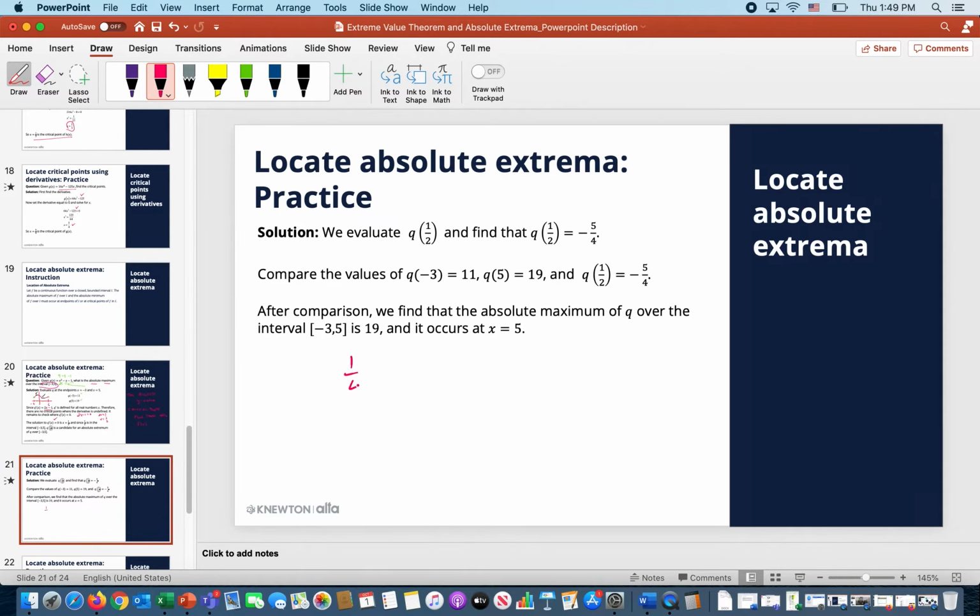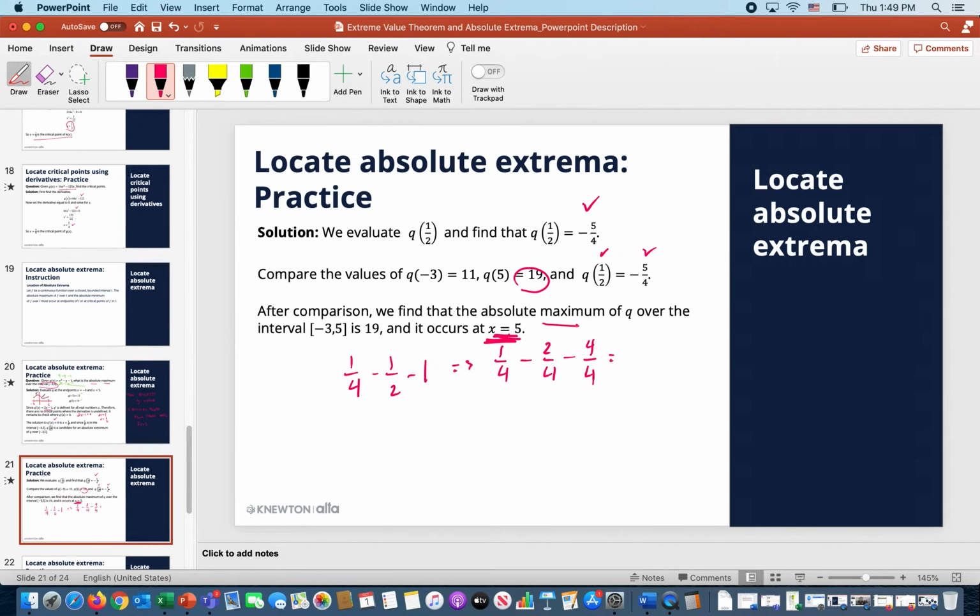1/2 squared is 1/4 minus 1/2 minus 1. Or 1/4 minus 2/4 minus 4/4. And that's where we get -5/4. So here's what I know. Q of -3 is 11, Q of 5 is 19, and Q of 1/2 is -5/4. If we look at those, we can say that 19 is the maximum and it occurs at 5. We could also say that -5/4 is the minimum and it occurs at 1/2.